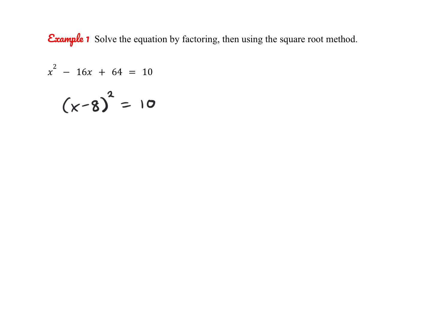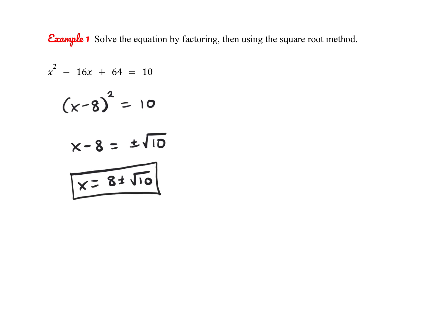So if you're able to create a scenario like this, we could actually clear the square by taking the plus or minus square root of both sides. So we get x minus 8 equals the plus or minus square root of 10. And then I can finish solving for x just by adding 8 to both sides. So x equals 8 plus or minus root 10. And that would be our answer.